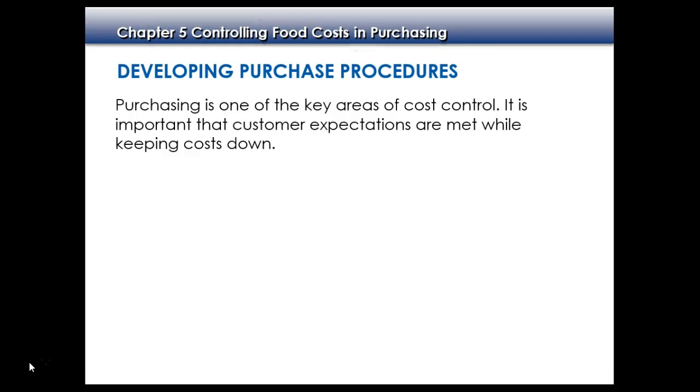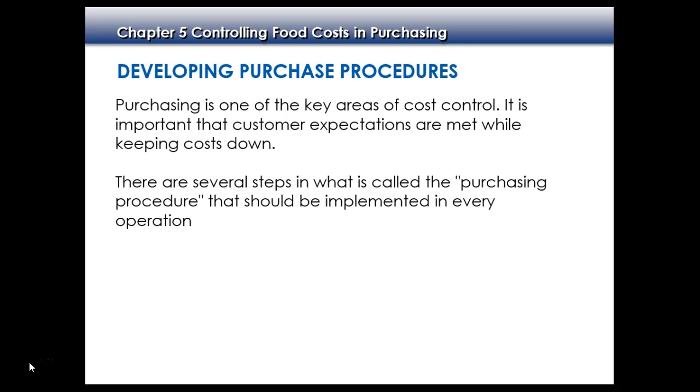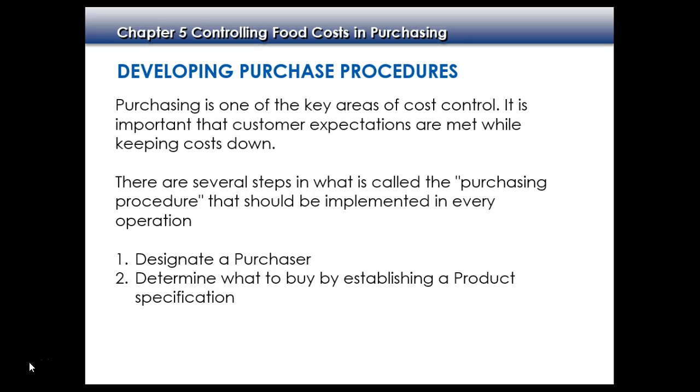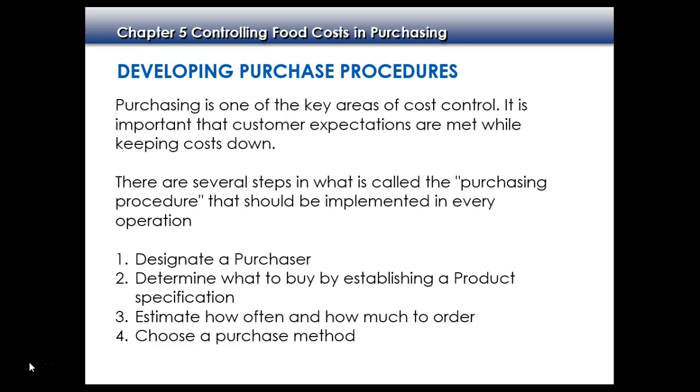So purchasing is one of the key areas of being able to control your costs. It's important that the customer's expectations are met while keeping the cost down. There are several steps in the purchasing procedure that every restaurant should implement. Designate a purchaser. Determine what to buy by establishing product specifications. Estimate how often and how much to order. Choose a purchasing method. And then select your vendors.